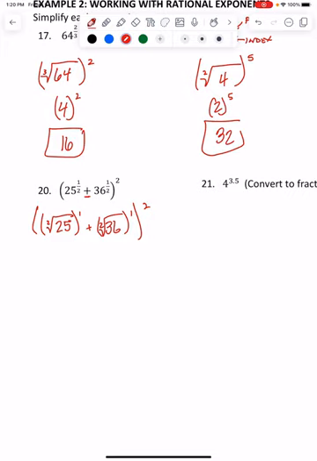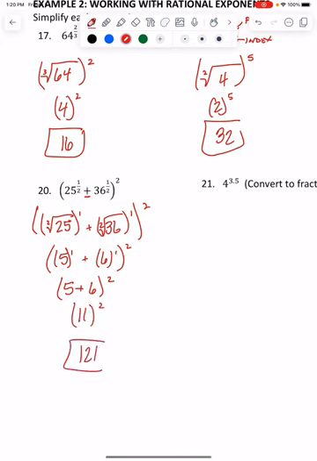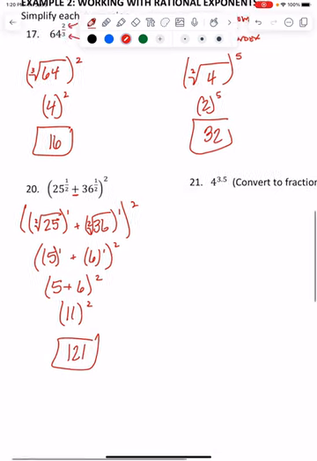So we simplify everything we can inside first, order of operations. The square root of 25 is 5 to the 1st, plus the square root of 36 is 6 to the 1st. 5 to the 1st and 6 to the 1st are just 5 and 6. Then we add those to get 11, and 11 squared is 121.